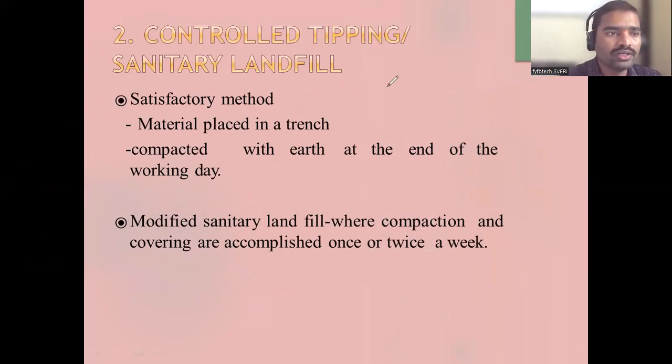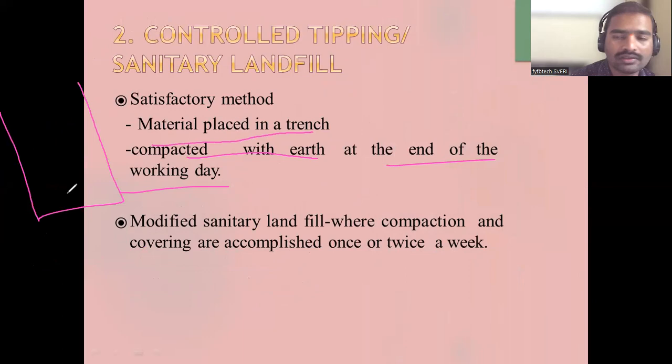So here, what will be done in the sanitary method is that material is placed in a trench, compacted with the earth at the end of the working day. First of all, this is the earth. They will make the trench. Trench means an opening in the earth, and they will put the waste material in the trench and compact it. Compact means they will apply pressure. The waste becomes compacted, covered with earth at the end of the working day.